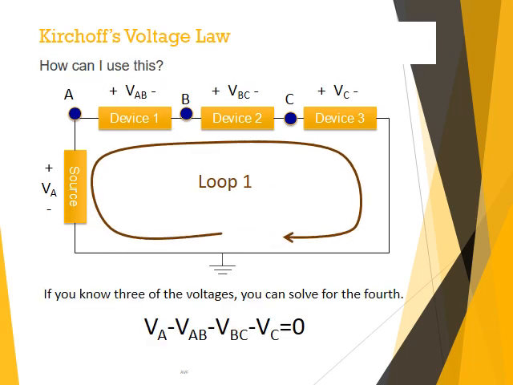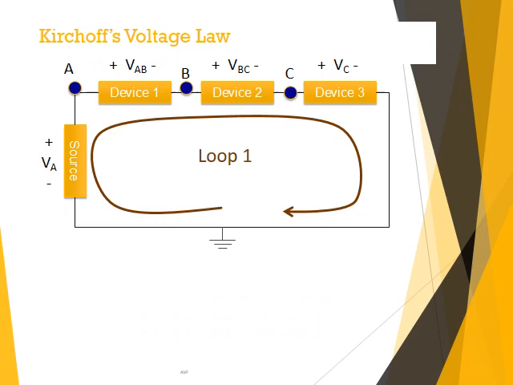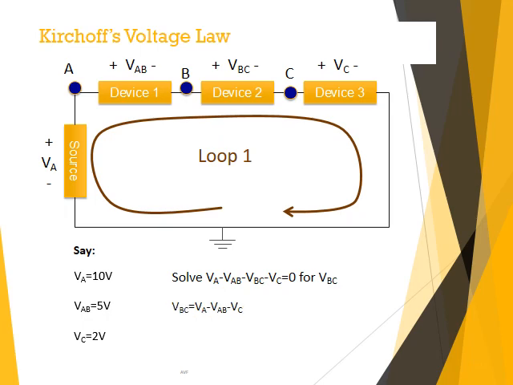I'm going back to my original loop. If you know 3 of the voltages in this particular problem, you can solve for the 4th. So say you are given VA equals 10 volts, VAB equals 5 volts, VC equals 2 volts. You solve VA minus VAB minus VBC minus VC equals 0 for VBC. And you substitute and you calculate VBC equals 3 volts.